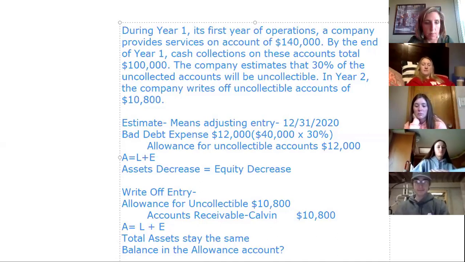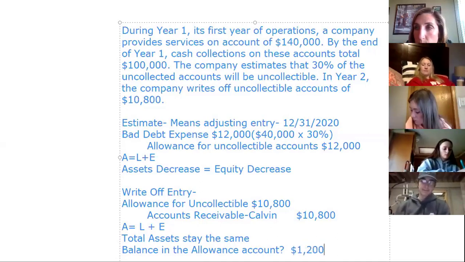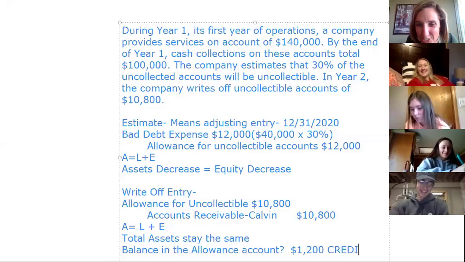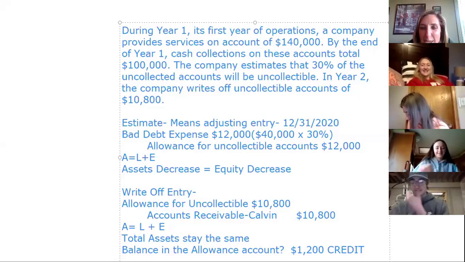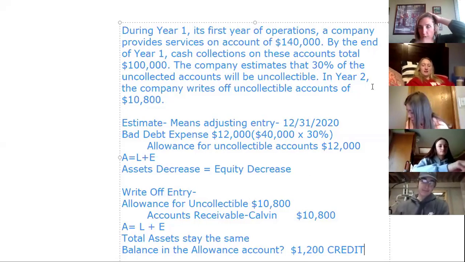Yeah. Okay. And is it a debit or a credit balance? A debit. Say a different one. Credit. Okay, she said credit. Yes, yes, yes. Okay. Because look, we credited allowance for 12 and we debited it for 10.8, right? So it was still a credit left over in there.